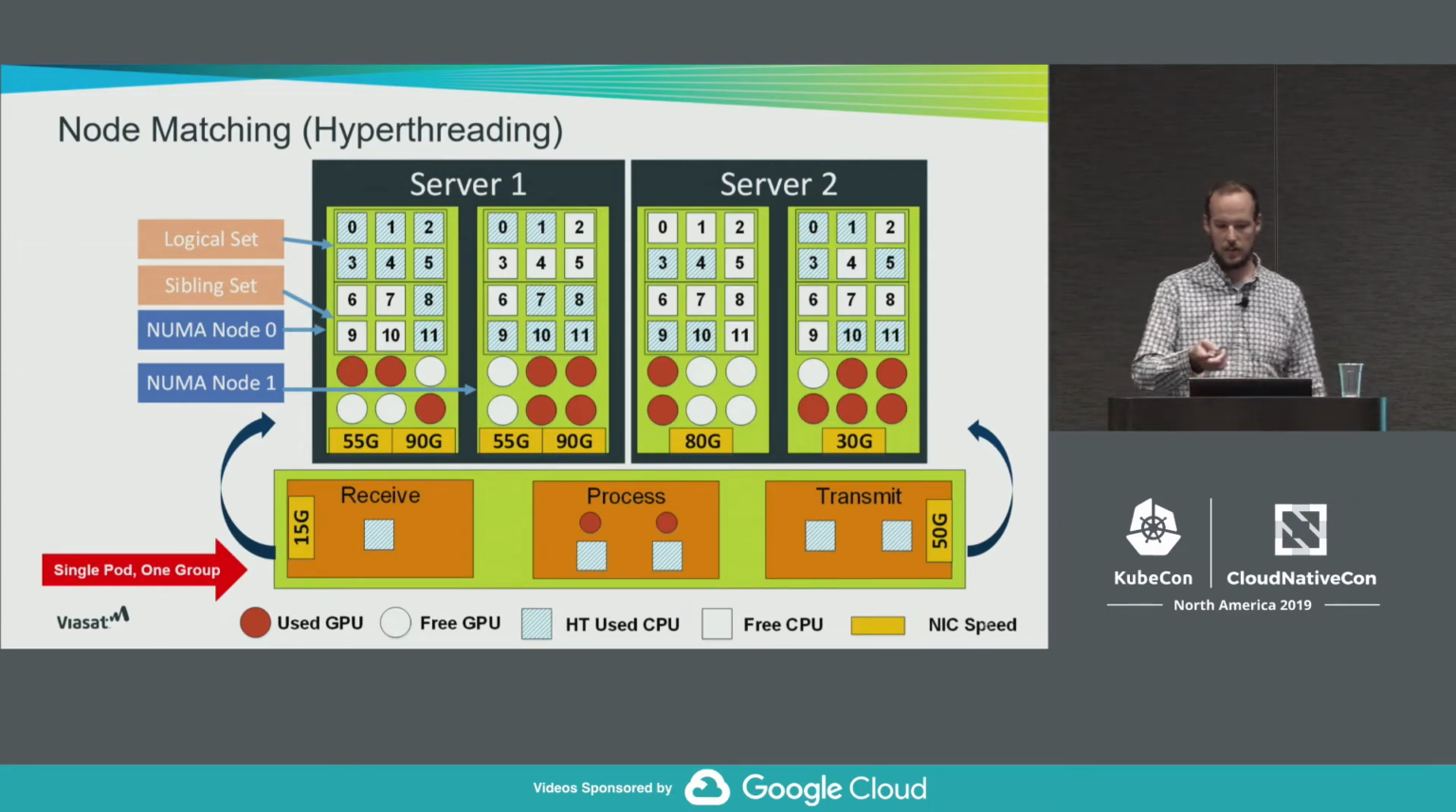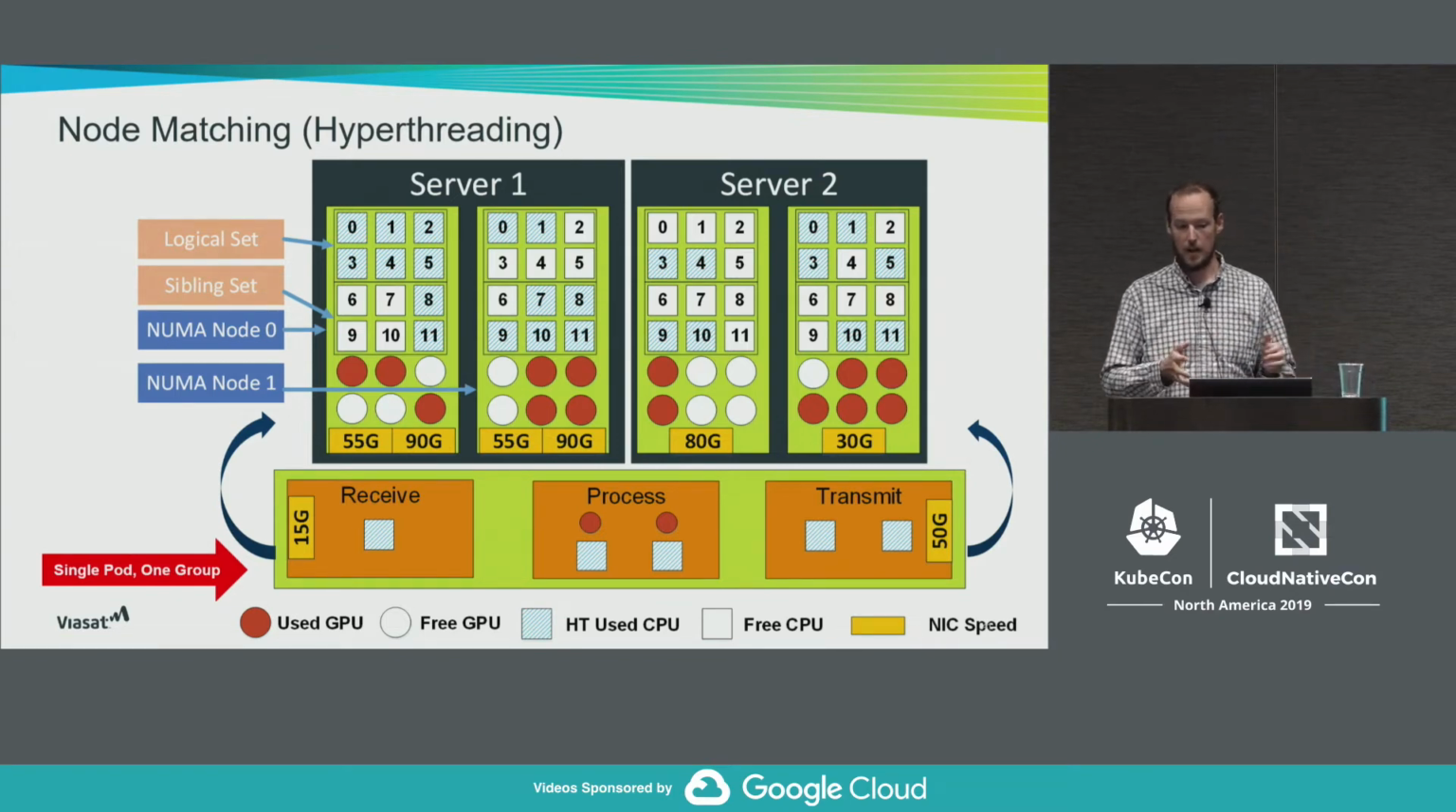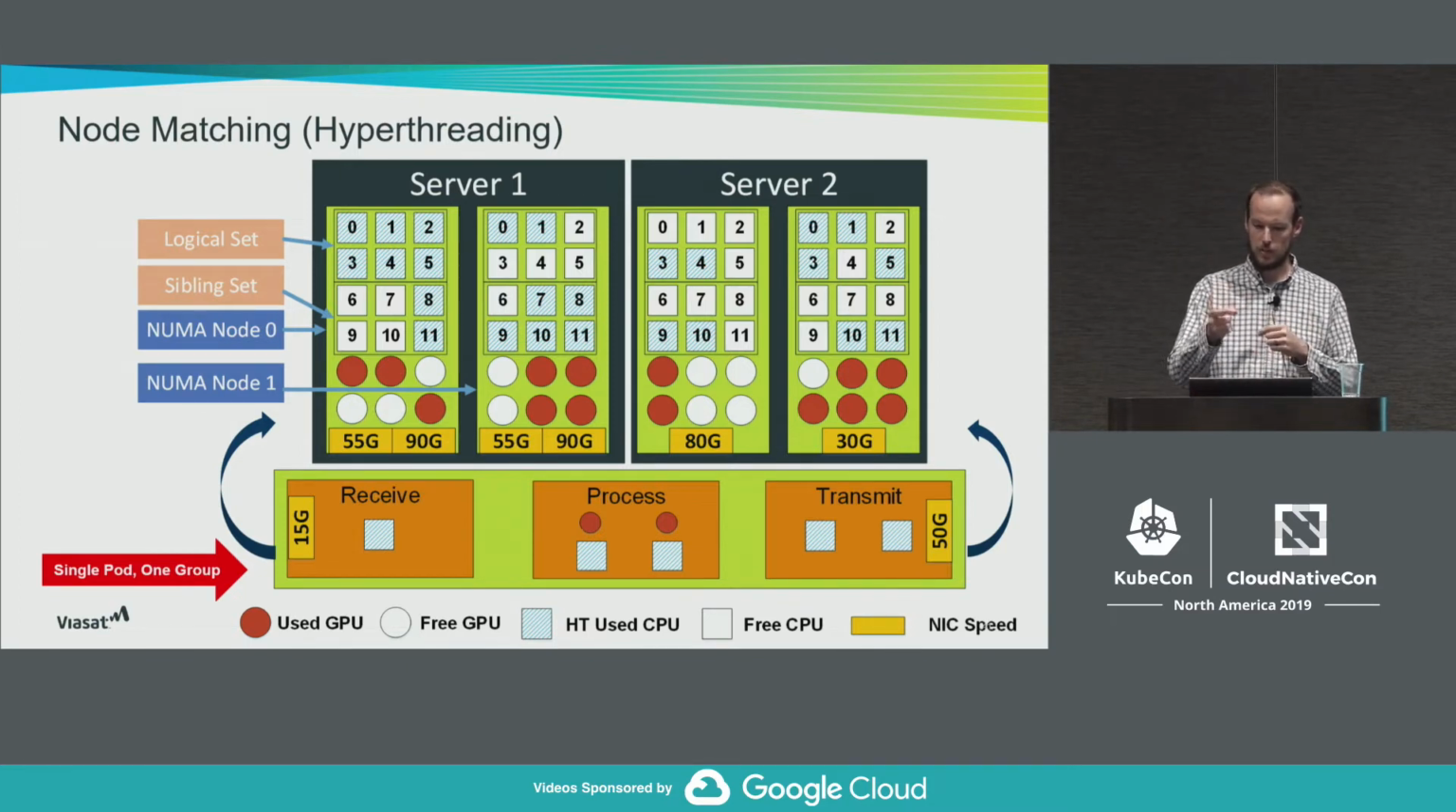So in this case, the only place it could put it is on NUMA node 0 on server 2, because even though it shows 4 or 8 hyperthreaded cores unused, these would still take up the 2 siblings. So in this case, it would put it on 2, 8, 5, 11, and maybe 1 at the top, and it would use those 5 hyperthreaded cores.